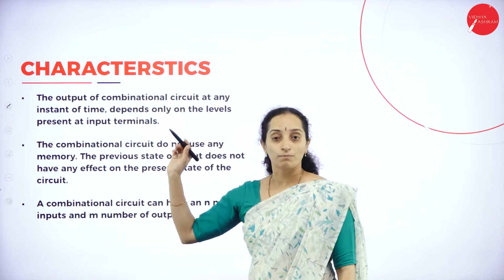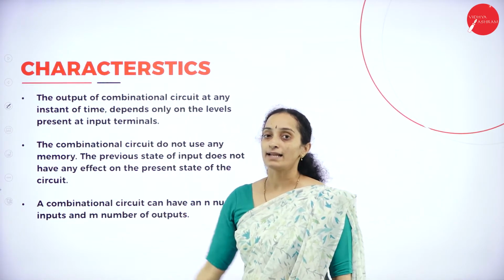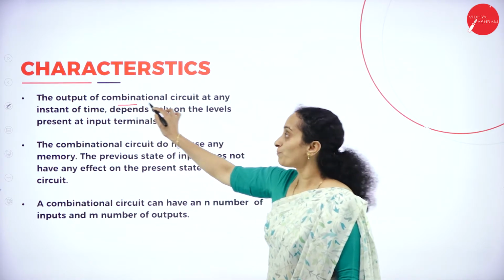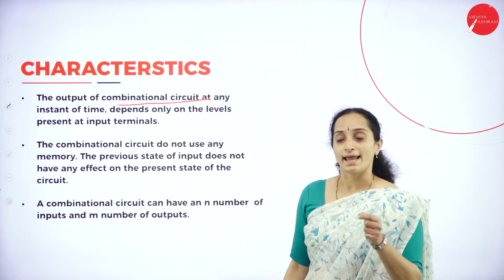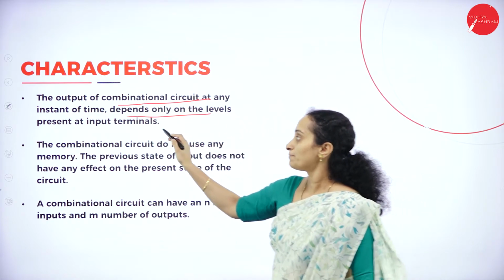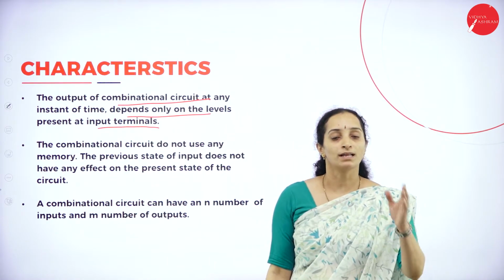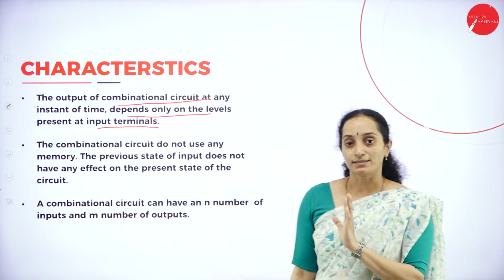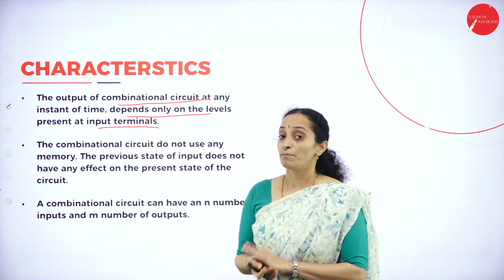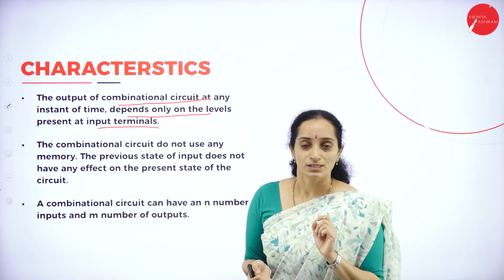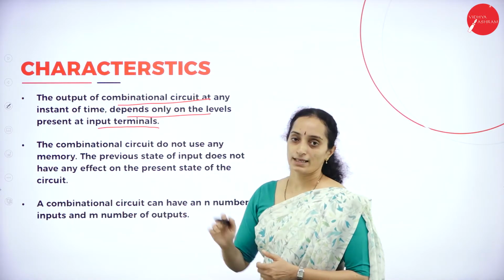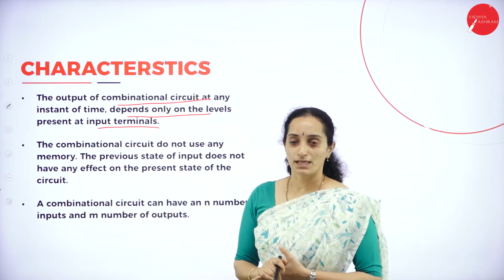Before studying the combinational circuits, let's check the characteristics of the combinational circuit. The output of a combinational circuit at any instance depends only on the levels present at the input terminals. Based on how many gates we are using, the output can be produced. You can calculate the output based on how many gates you are using and how many inputs these gates are getting.